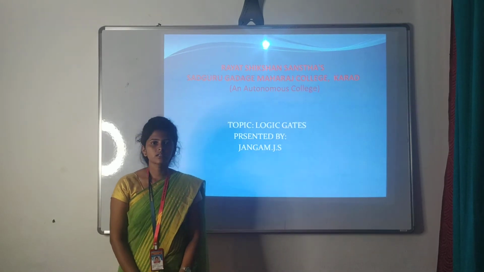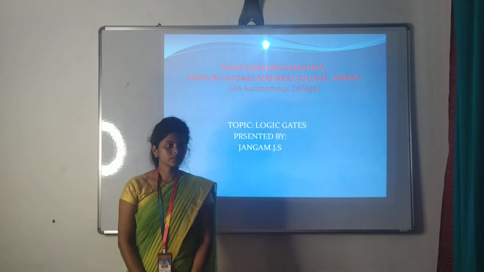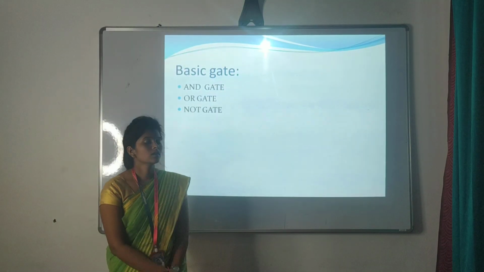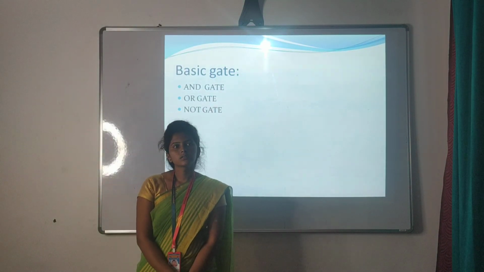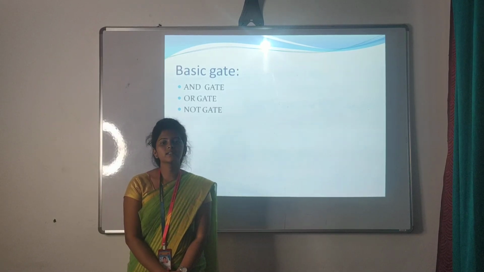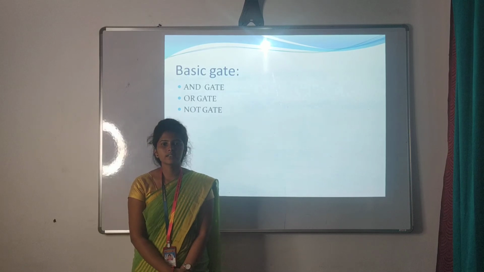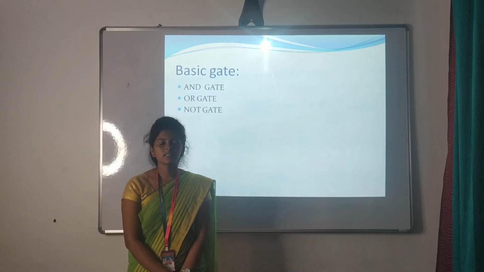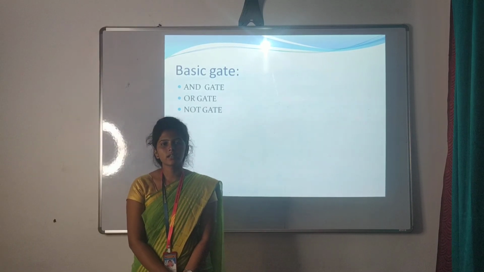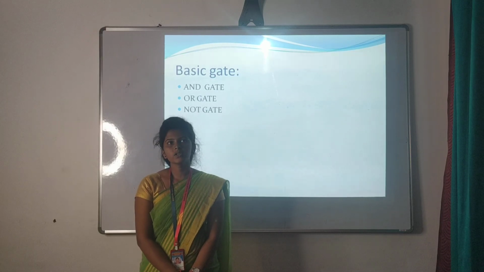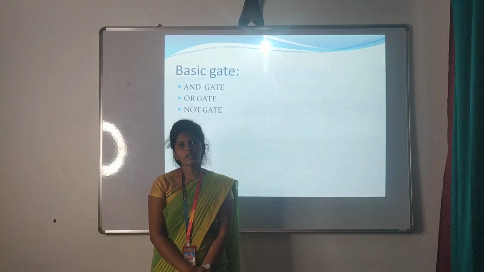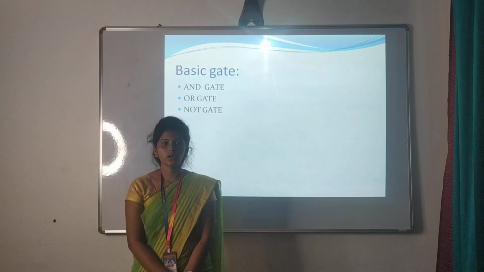Today we will discuss the topic logic gates. We will discuss a general introduction of logic gates. Logic gates are devices. They are also considered the basic building blocks of digital circuits. The main basic logic gates are the AND gate, OR gate, NOT gate, NAND gate and NOR gate, etc.